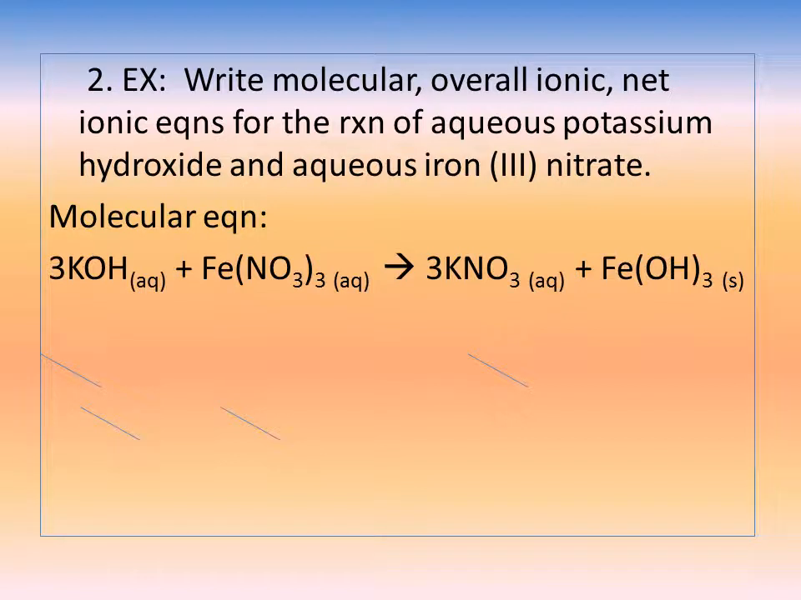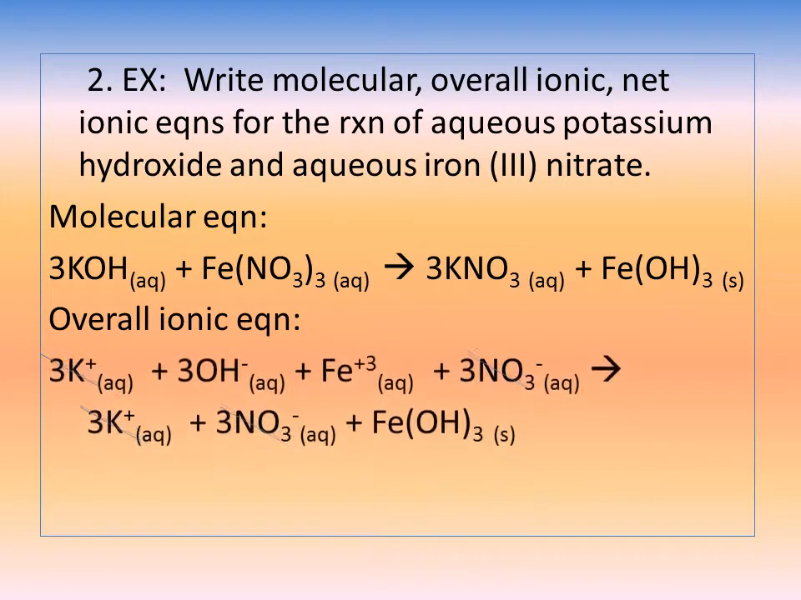The second equation is the overall ionic. Since the word ionic is in there, we're showing ions. Every time you show ions, you must show the charges. Okay, so the overall ionic equation is I'm going to split everything up on the left because they all form ions on the left. So I'm going to have 3K⁺ (aq) plus 3OH⁻ (aq) plus Fe³⁺ (aq) plus 3NO3⁻ (aq) yields 3K⁺ (aq) plus 3NO3⁻ (aq) plus, leaving that whole solid piece together, Fe(OH)3 is the solid. So we keep that together.